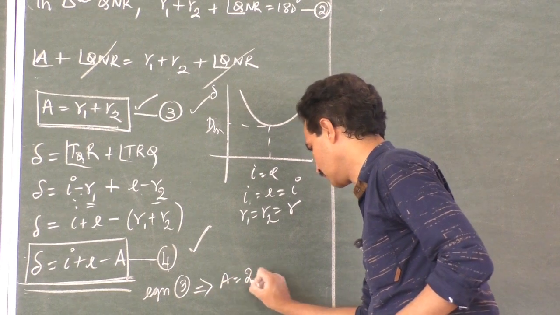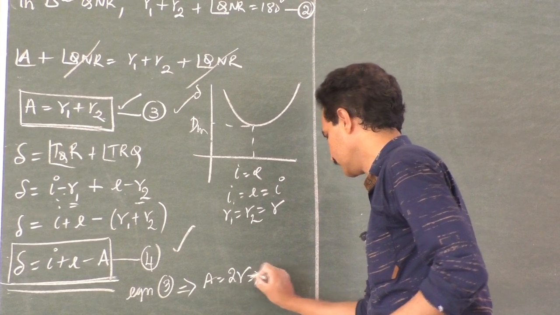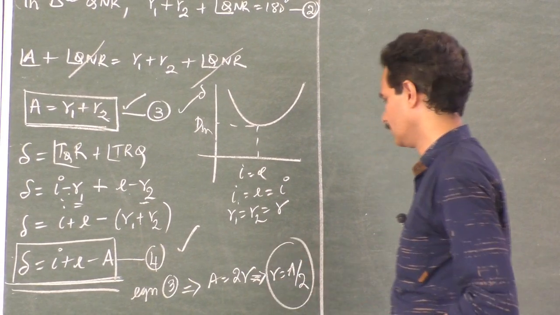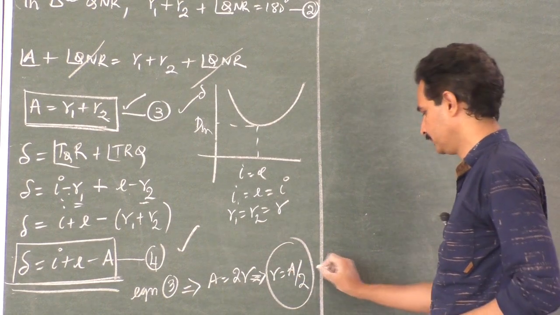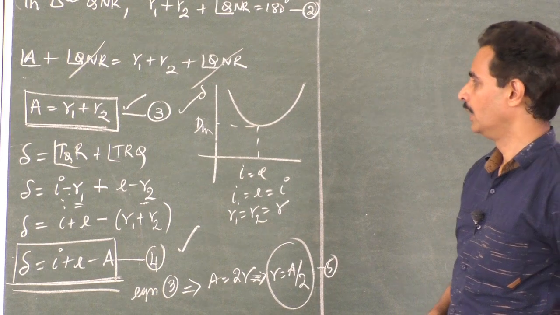2R, A is equal to 2R. Correct? What is R equal to? This implies R is equal to A by 2. One equation, so I will name this as 5. Our number of equations is growing.